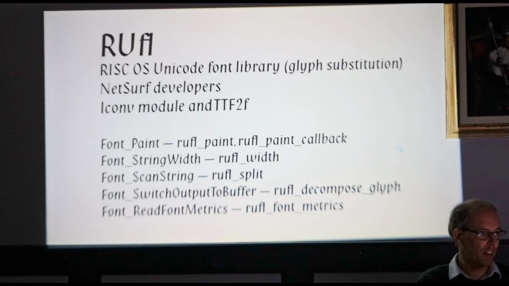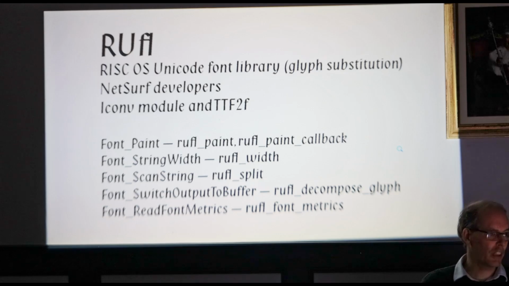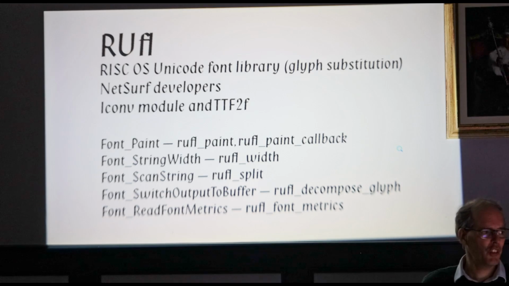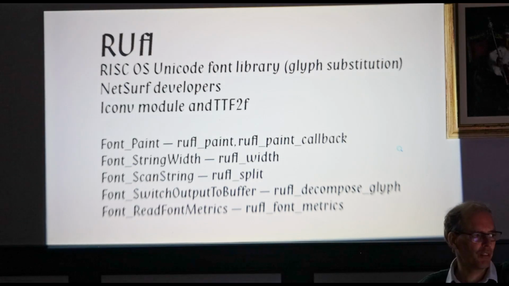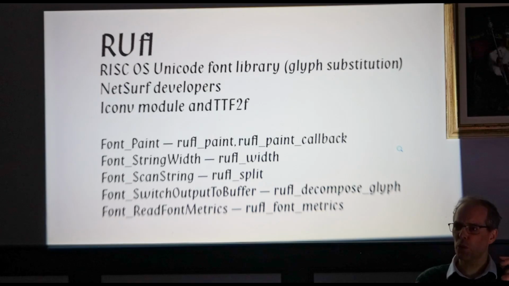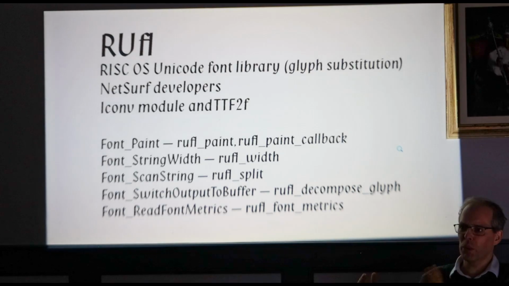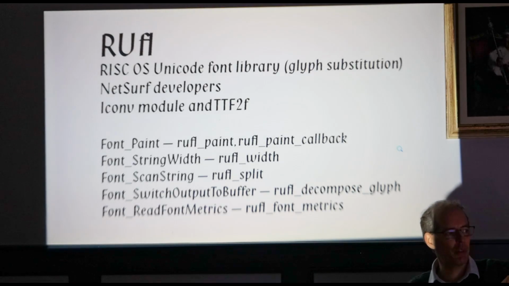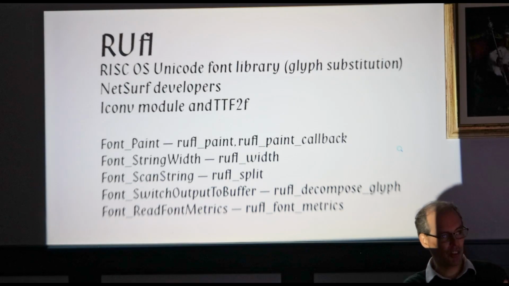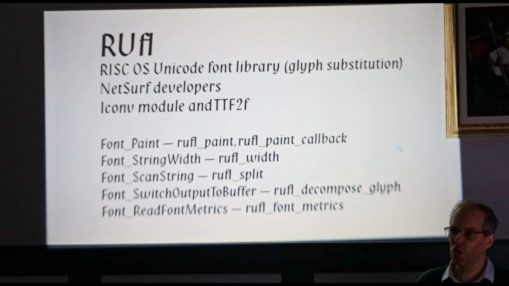John Mark Bell, in particular, did a lot of this work, and it's really set us up well with the basis of what you need for supporting a wide range of scripts. So you'll see at the bottom, this is just an example, the SWIs, the software interrupts that we use in RISC OS, font paint, font string width, font scan string, all of those different things which are used to put characters on the screen or to work out how wide a string will be when represented in a font. They all have equivalents in the Ruffle C library, which you can compile into your program. And you just make those changes and do the calls slightly differently, and it does all the hard work.